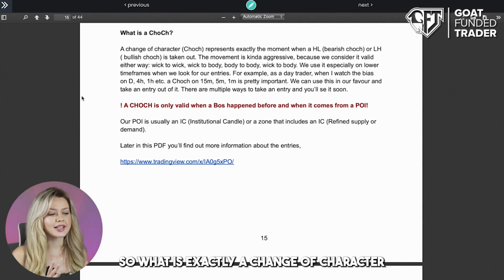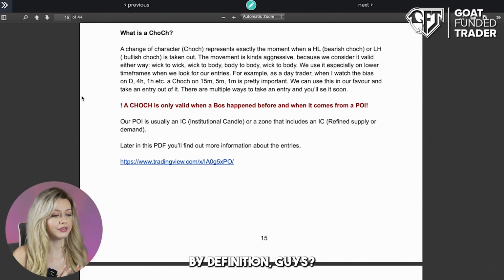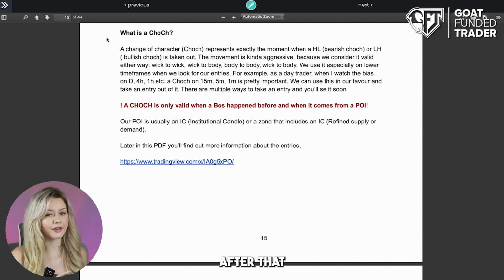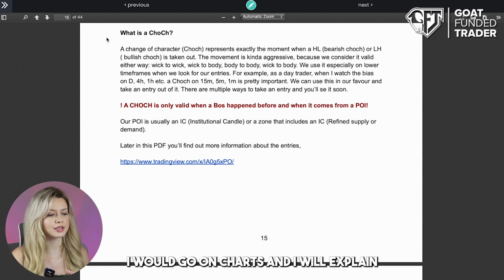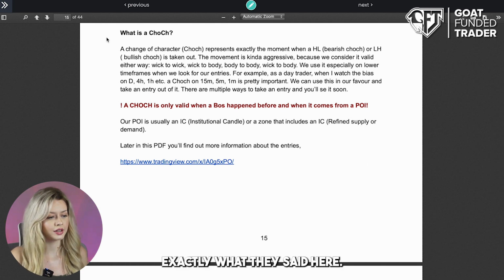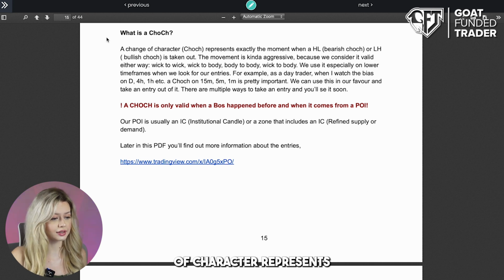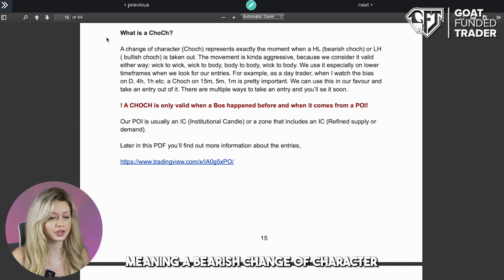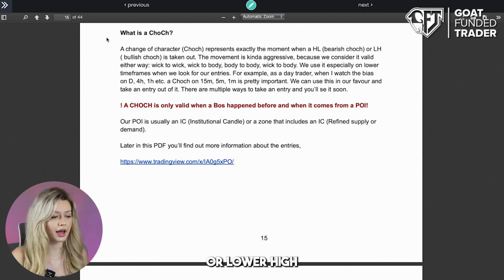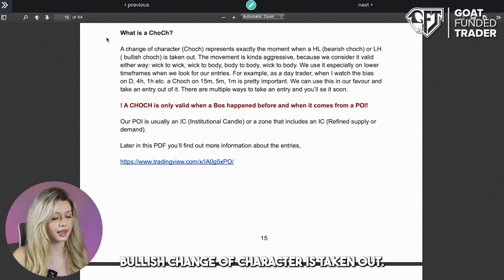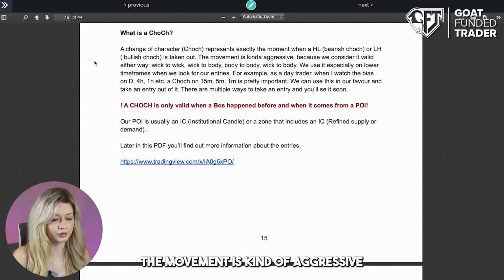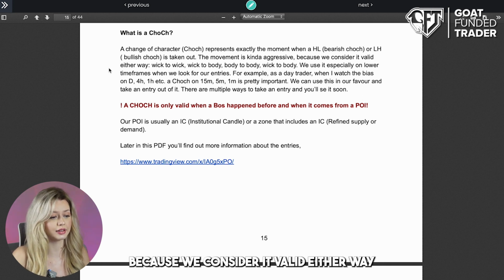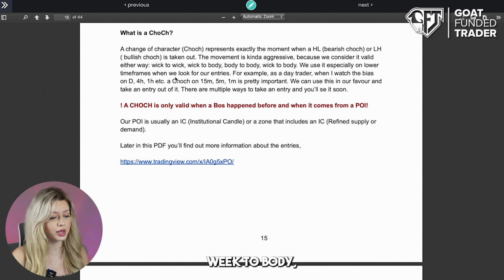So what is exactly a change of character by definition, guys? And immediately after that, I will go on charts and I will explain exactly what I said here. So first of all, a change of character represents exactly the moment when a higher low, meaning a bearish change of character, or a lower high, bullish change of character, is taken out. The movement is kinda aggressive because we consider it valid either way. Wick to wick, wick to body, body to body, or wick to body.